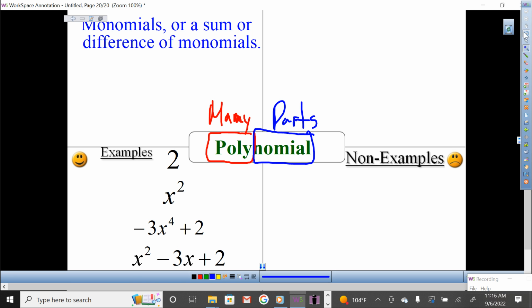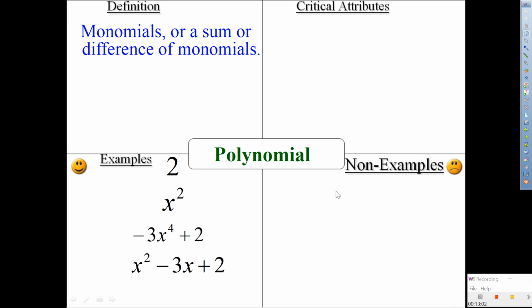All right, so let me show you non-examples. Look up. Don't copy this. Now tell your neighbor why obviously these are not polynomials. Why are those not polynomials?